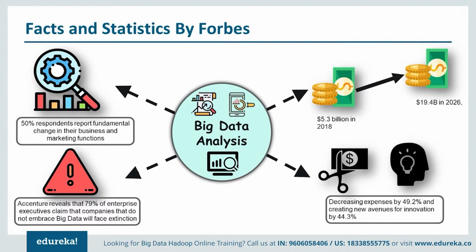So now let's see the last fact that I have stated here. According to New Vantage Venture Partners, big data is delivering the most value to enterprises by decreasing their expenses by about 49.2% and creating new avenues for innovation by about 44.3%. An example of both of these facts we saw in the 'Why We Need Big Data Analytics' section, where we spoke about cost reduction as well as new generation products. So this is an example of that.